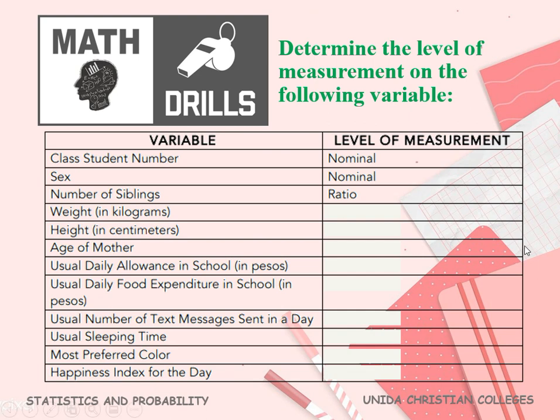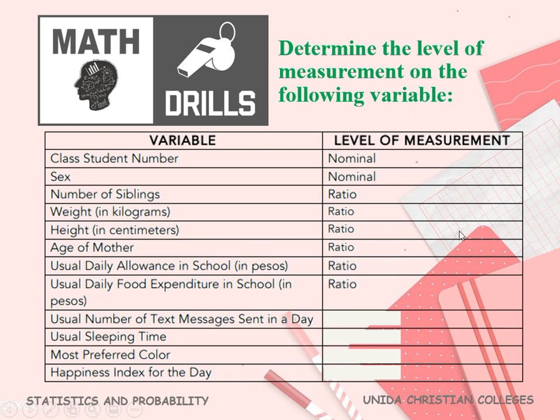Okay? Next, weight and height. Of course, that is a ratio. Age of mother. Na-example ko na siya. Kapag kinategorize natin as early, middle, at late, tsaka lang siya magiging nominal. Pero since age ang tinatanong, then that is a ratio. Next, usual daily allowance in school and daily food expenditure in school in pesos. Opo, that is countable. So, that is quantitative. Now, it is interval or ratio. Okay, so that is a ratio.